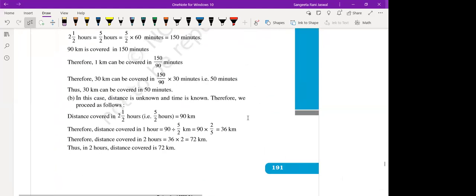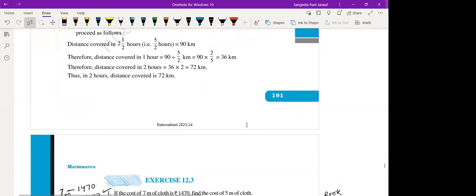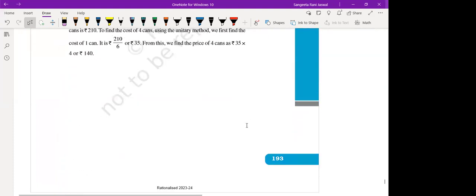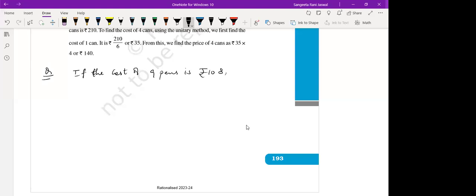Right? Okay, let's take up a question now. I'm writing here. Please note down: if the cost of 9 pens is rupees 108, then what will be the cost of 20 pens? Please do.